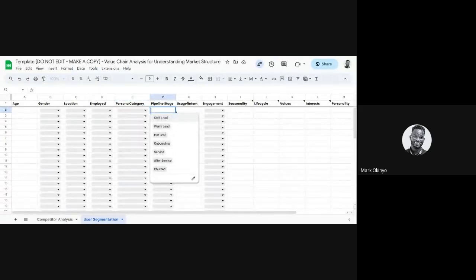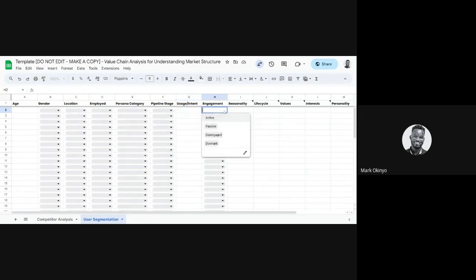Pipeline stage. This can be a cold lead, warm lead, hot lead. They're onboarding, they've already purchased, they're going into the service, after service, or they've left the organization. Usage intent. This is specific to your own domain. What are they trying to achieve with the solution? And then under engagement, engagement can be active, passive, disengaged, and dormant.